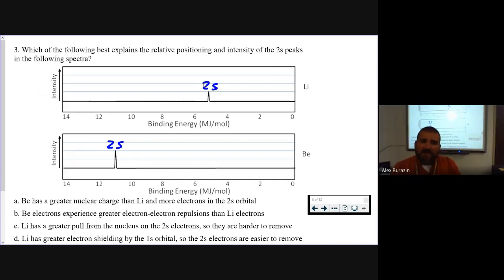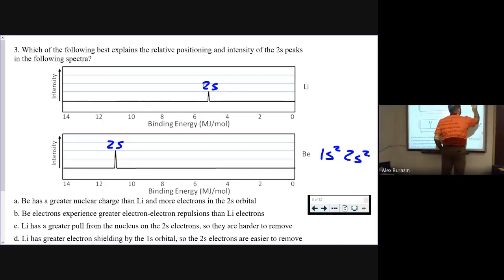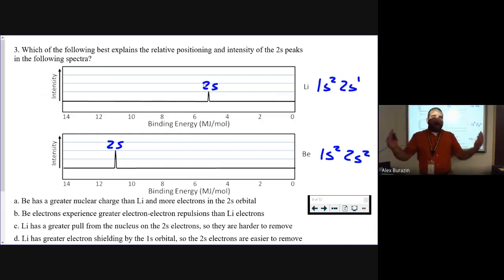The other thing we have going on here is the height. The height of beryllium's 2s orbital is twice as high as lithium's 2s orbital. And that also should hopefully make sense. The height of the peak is related to electrons, right? So beryllium has 4 electrons total. The electron configuration would be 1s2, 2s2. The electron configuration for lithium is 1s2, 2s1. Lithium has 1 electron in the 2s. Beryllium has 2 electrons in the 2s.